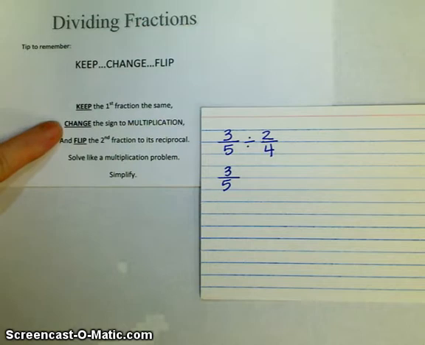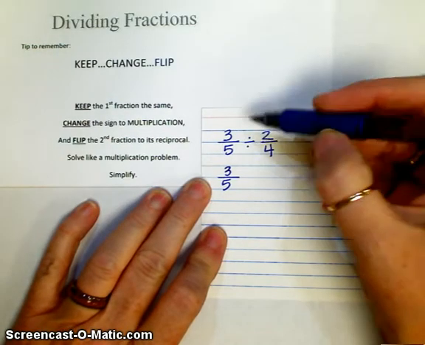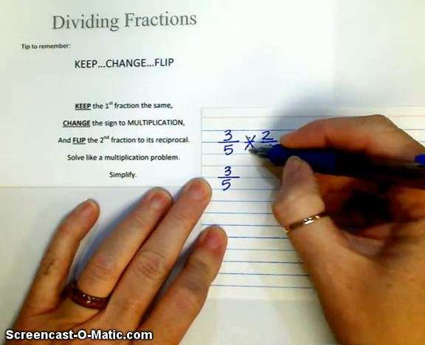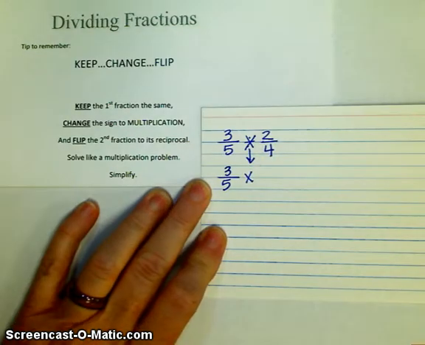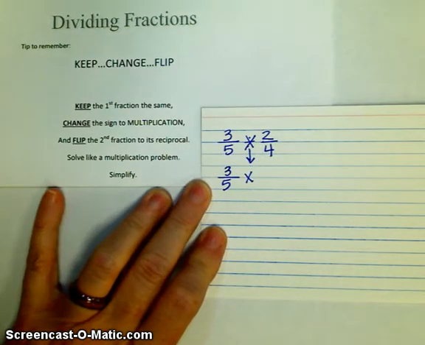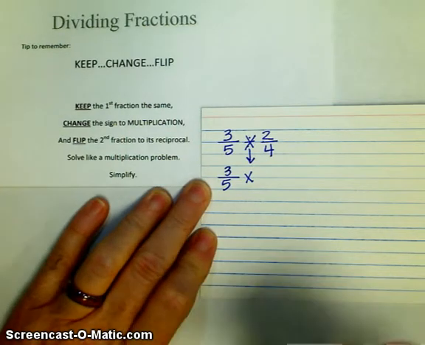The second step is to change the sign, the operation sign, to be multiplication. So where we once started off with division, we are crossing that out and now converting this to a brand new multiplication problem. From there, we're going to flip the second fraction to its reciprocal.